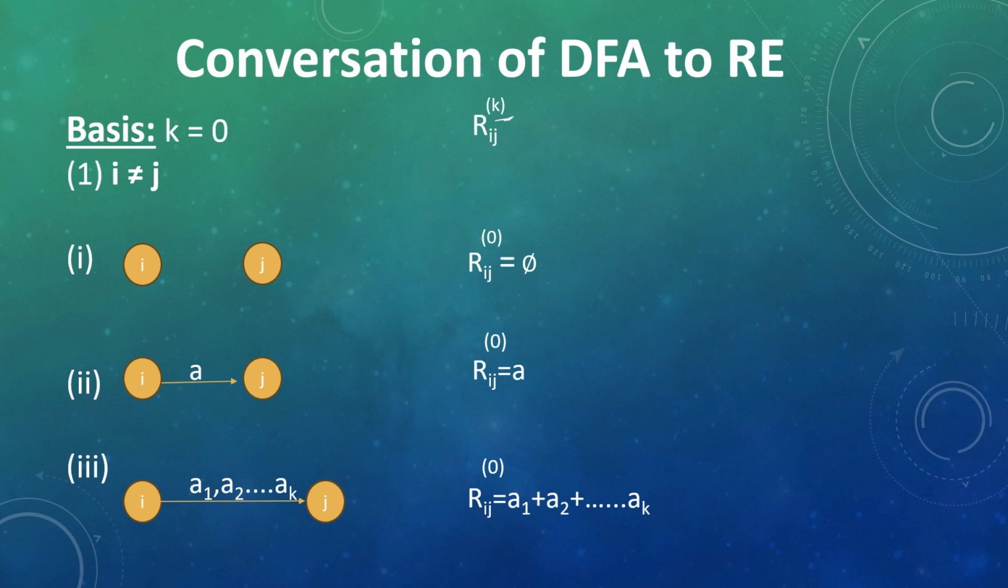One is I is not equal to J. I is a state, J is a different state. That is the meaning of I not equal to J. Now the second case will be I equal to J, which means I and J are both the same state. So the first case is I not equal to J. Now, if there is no transition between I to J or J to I, then I can say that Rij power 0 is equal to phi, which is empty.